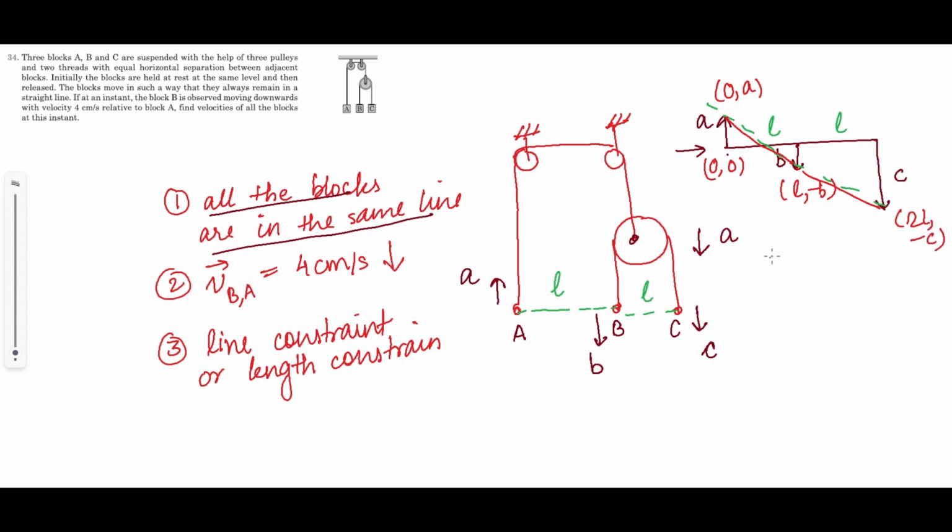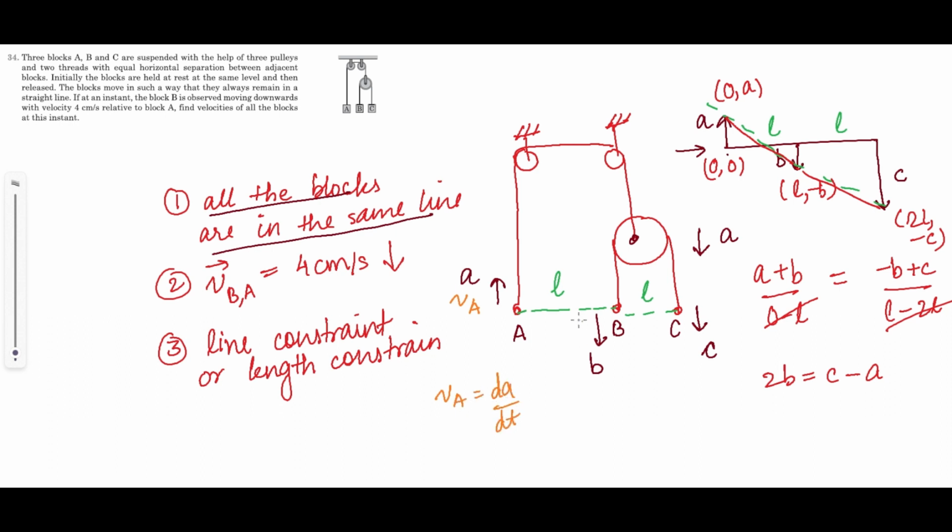So our slopes are a plus b by 0 minus L is equal to minus b plus c by L minus 2L. These would return minus L, so we would simply cancel them out, and we would be left with 2b equal to c minus a. Now from the definition of velocities, we can also say that VA equals da by dt, VB equals db by dt, and VC equals dc by dt. Using this, we would obtain 2VB is equal to VC minus VA. This is our first equation.